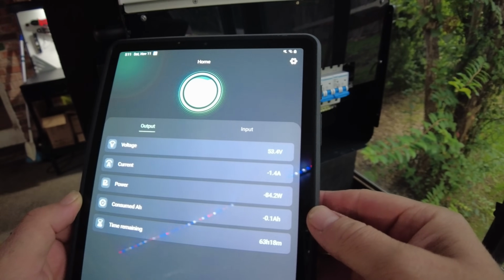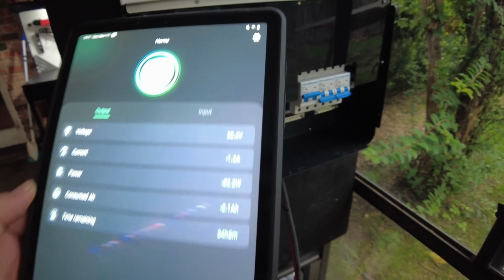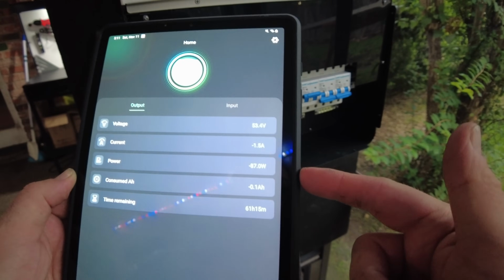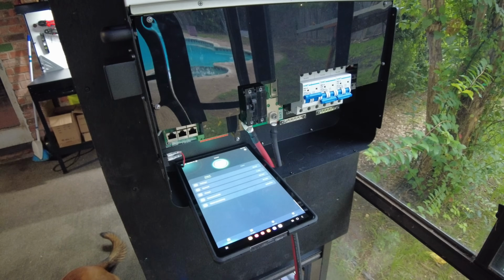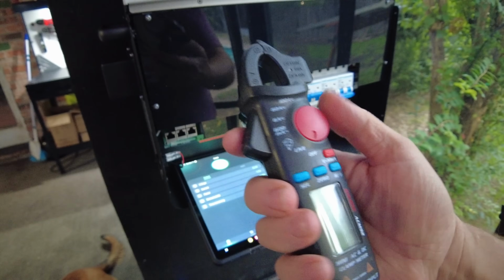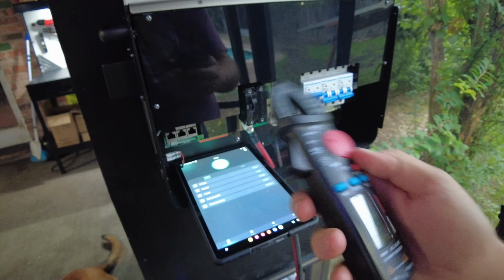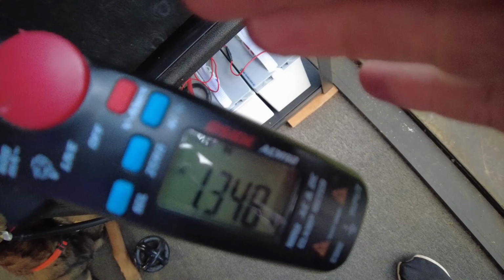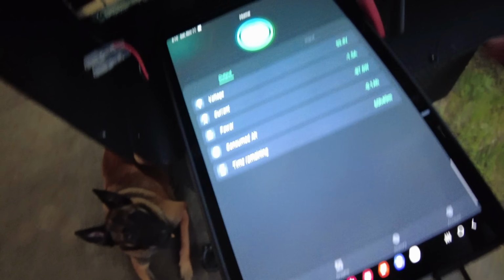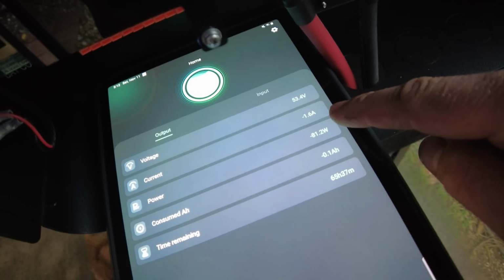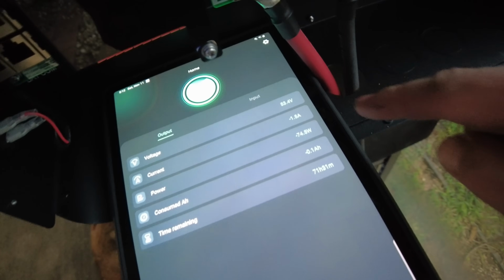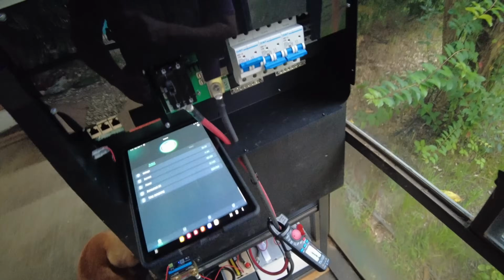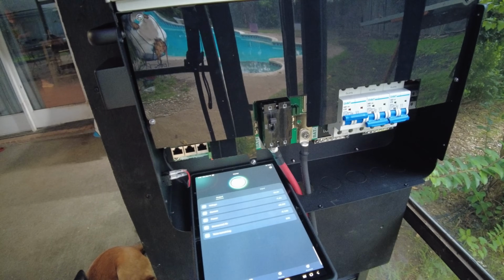I saw almost 90 watts there. I think I heard that this was supposed to have under 50 watts, but this is definitely not under 50 watts. Let's check with this clamp meter here and make sure my shunt's just not wrong. 1.35 amps. My shunt is showing 1.5, 1.4 amps. So not too far off. Let's do the math there.